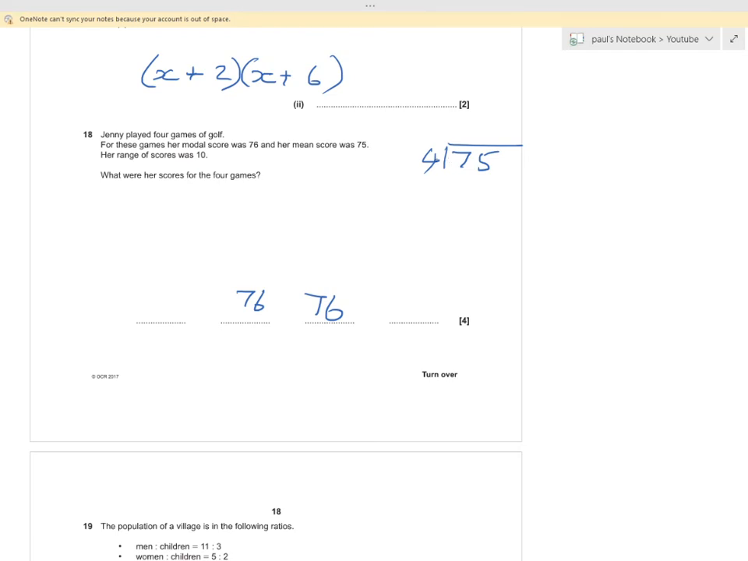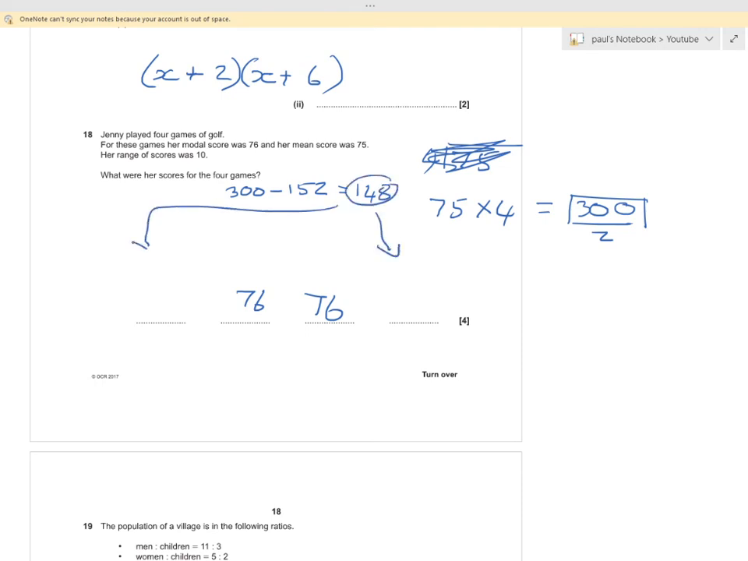So, hang on, mean score is 75. Do it this way, yeah? 75 times 4. 4 5s are 20, 4 7s are 28, 29, 30. So she scored 300 altogether. Now 76 and 76 is 152. So if we do 300 take away 152, we've got 148.